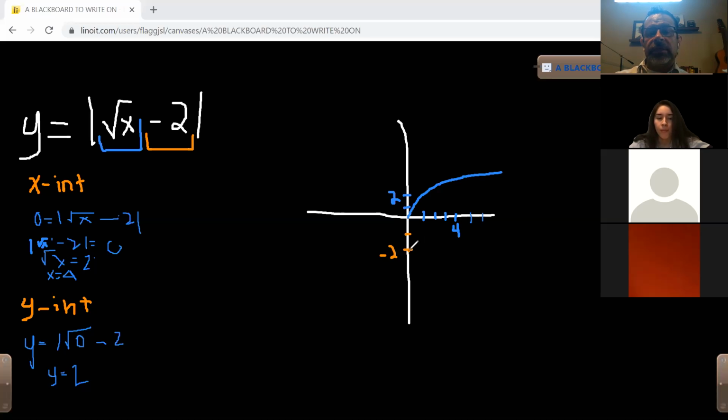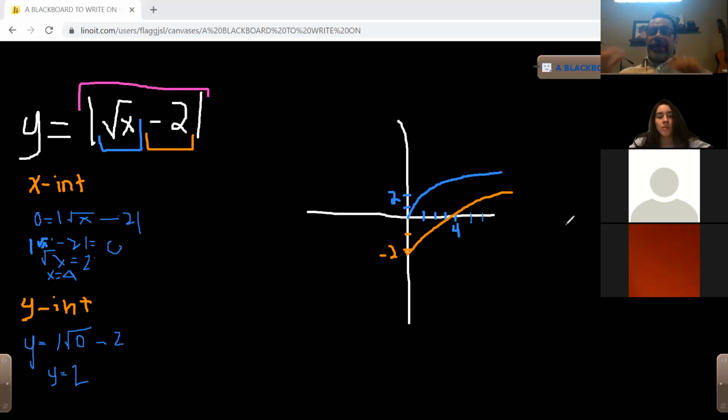Okay, and so it's going to be going something like this. Okay, it's going to be going down 2 units. Okay, are we okay up to that point? And lastly, what do we have here? We have the absolute value. What is the absolute value going to do to the function? Makes it positive.